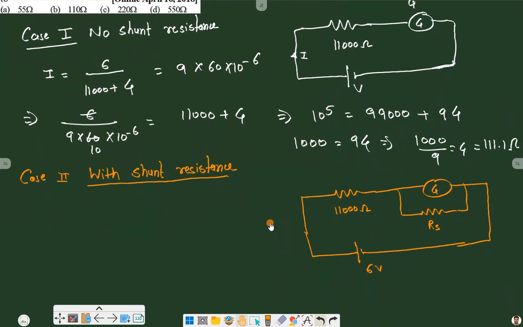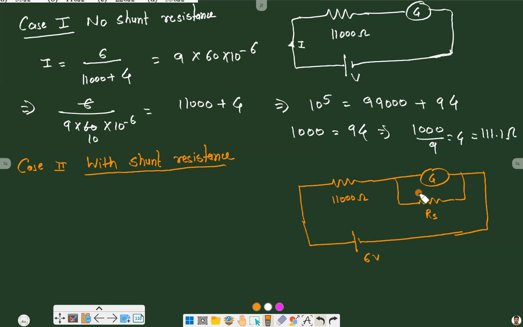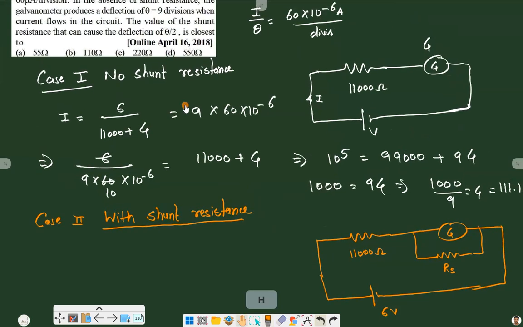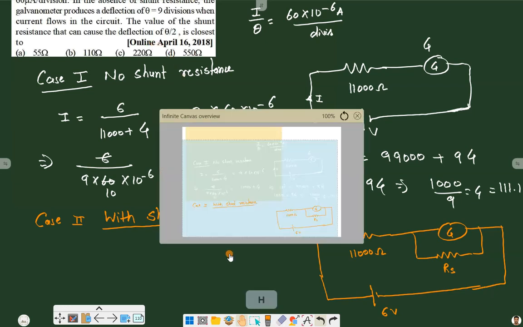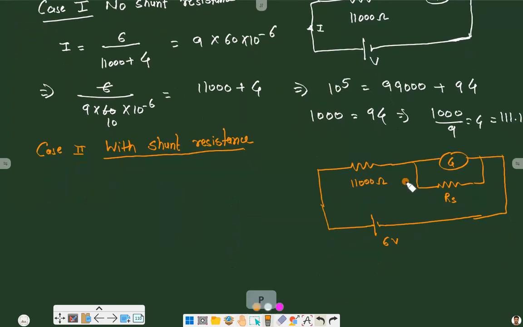So we have to find the value of the shunt resistance, and after the shunt resistance, the amount of deflection reduces to half in this circuit. So for that, again, as mentioned, the amount of deflection is reduced to half, and here we can also solve it intuitively. Now what will happen if it is reduced to half?